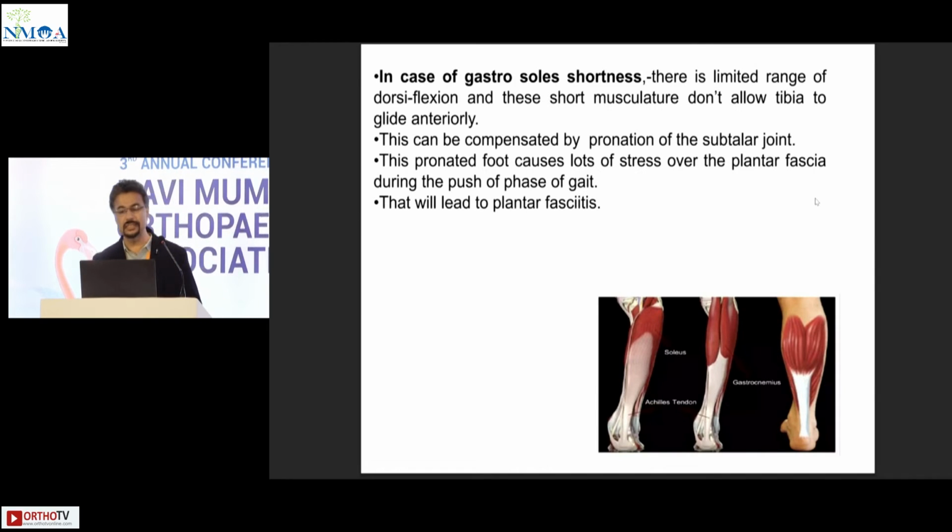One more reason is gastrosoleus tightness. So when there is a limited range of dorsiflexion, these short musculature don't allow the tibia to glide anteriorly when the foot is touching the ground. This can be compensated by pronation of the subtalar joint. The pronated foot causes a lot of stretch of the plantar fascia during the push-off phase of gait, and this will lead to plantar fasciitis.